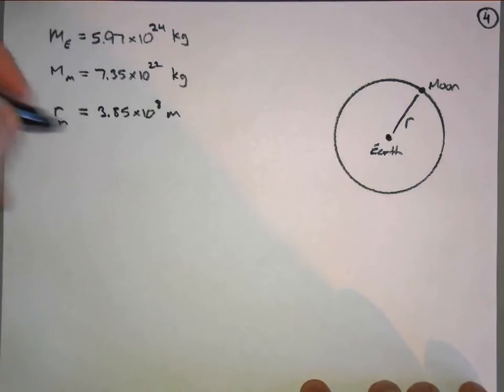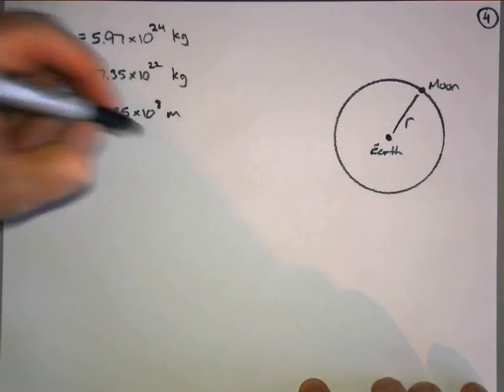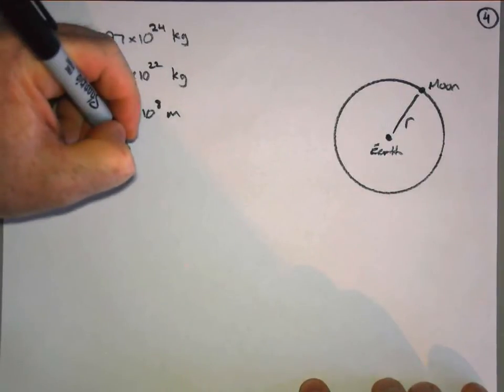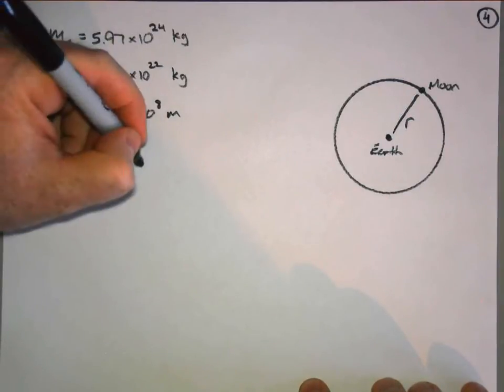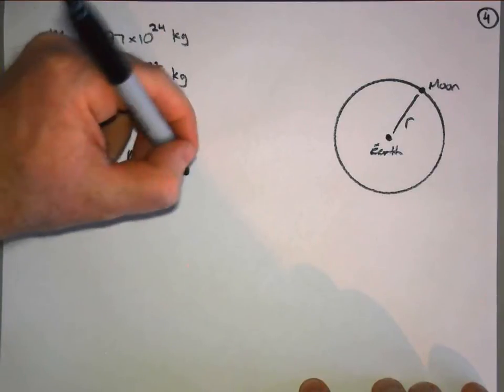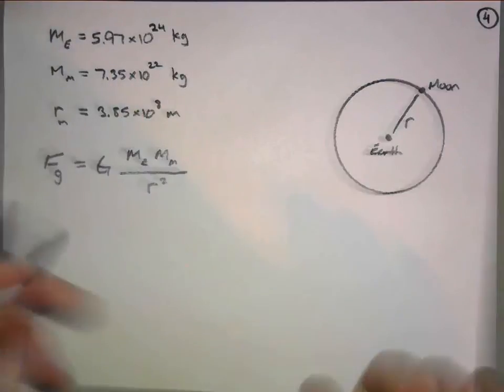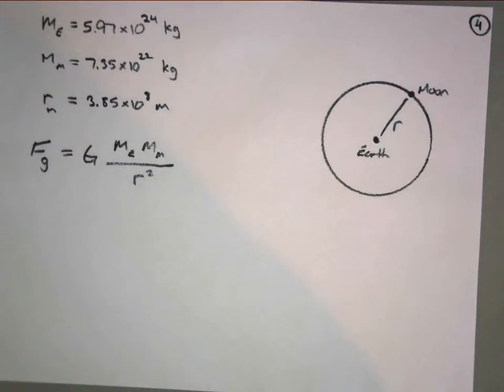So with these values, I can find the force of gravity between the Earth and the moon. Here's the equation. M1 will be Earth. M2 will be the moon. I think this marker's just about done, isn't it? All right. Let's switch colors here.